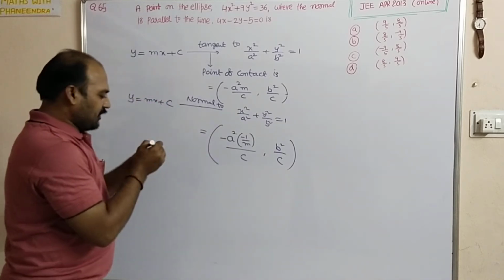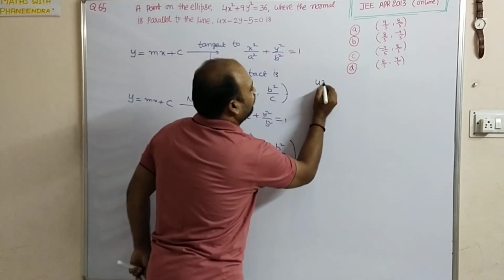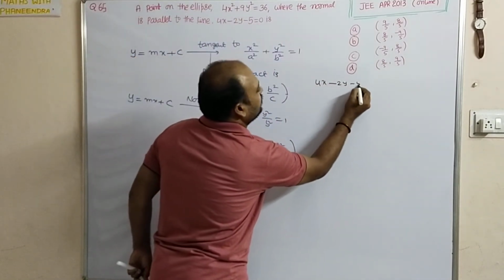Now come to the question. What is the normal equation? y is equal to, so 4x minus 2y minus 5 equal to 0.